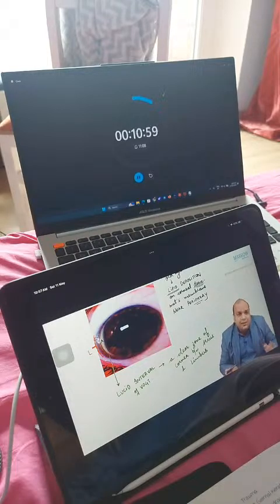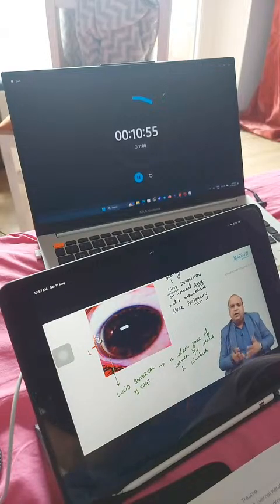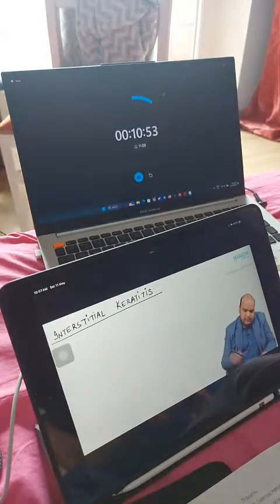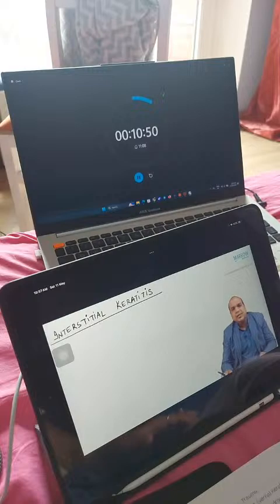Then you have to think about other causes of corneal opacification. I hope I'm clear here. No confusion. There is no treatment for this. This is an age-related change. Now, the next miscellaneous small condition is known as interstitial keratitis.